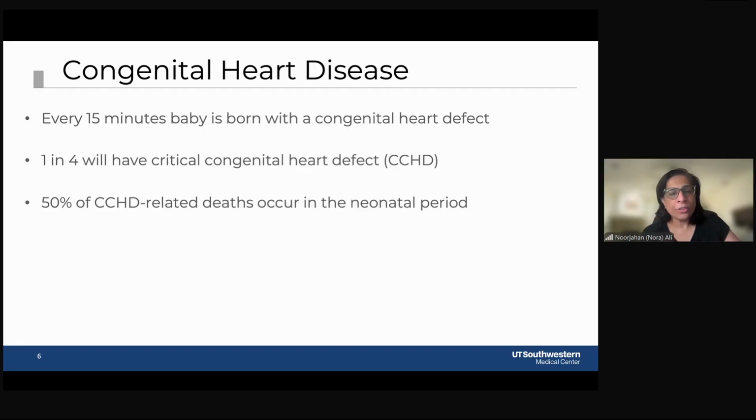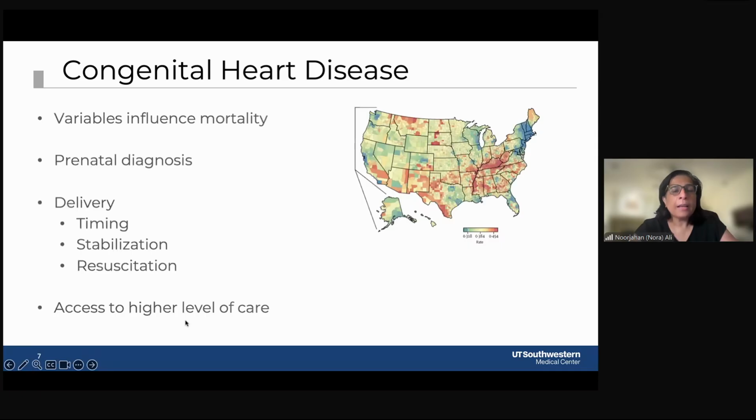So this is, as you guys can see, an area where we can really make a difference. If we can figure out why they're dying, and work on quality improvement projects to address that, we can hopefully improve that rate. Now, what are some of the variables that influence mortality?